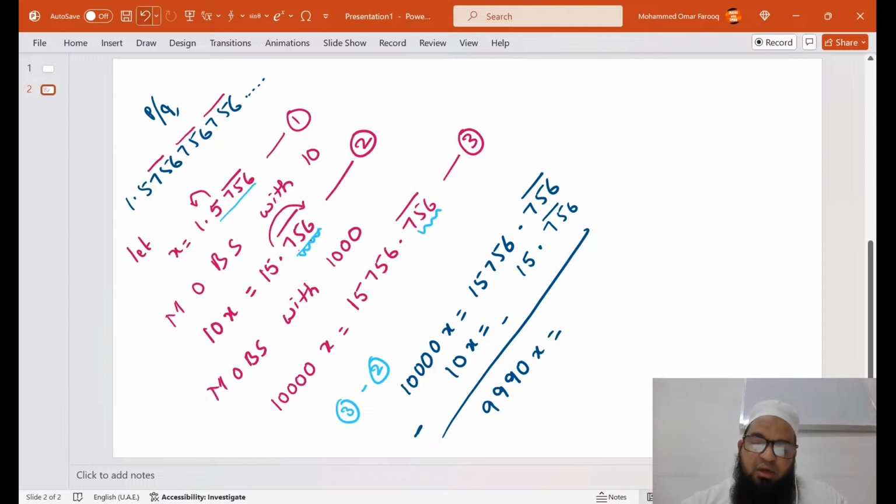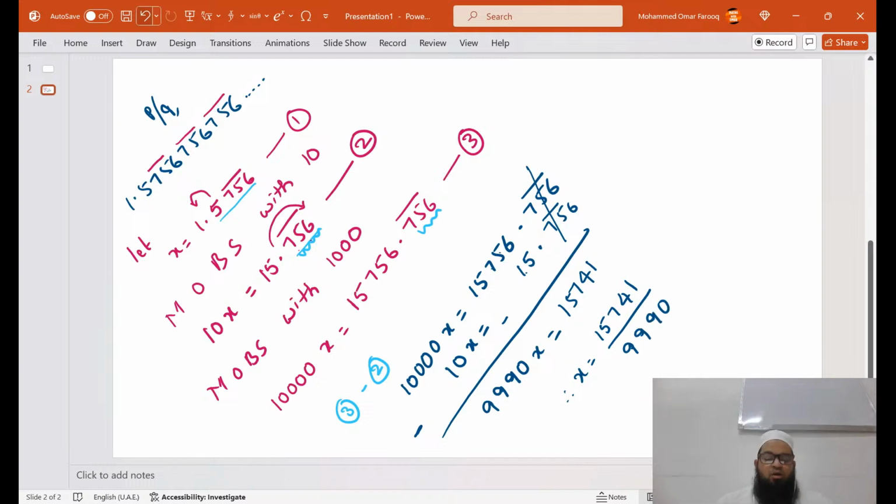It is 9,990x equals 756 and 756 becomes 0. And what is left out? 6 minus 5 is 1. 5 minus 1 is 4. 7, 1, 5, 1. So therefore x is equal to 15741 divided by 9990.